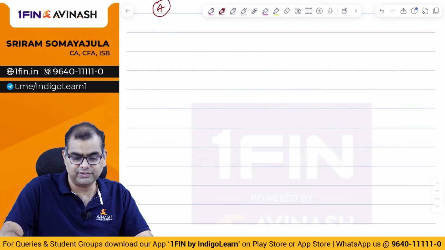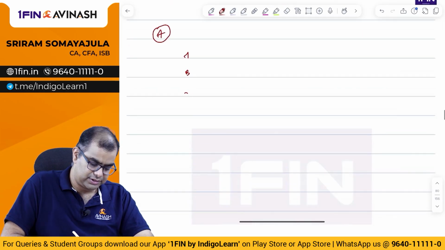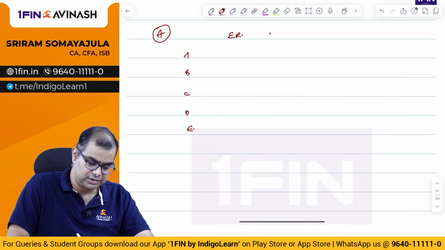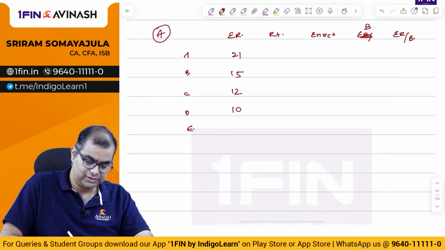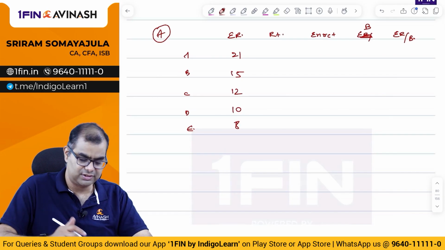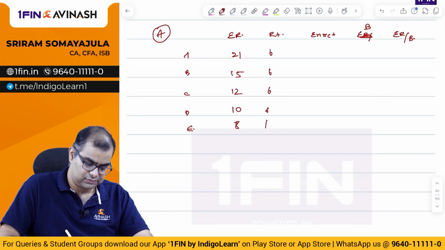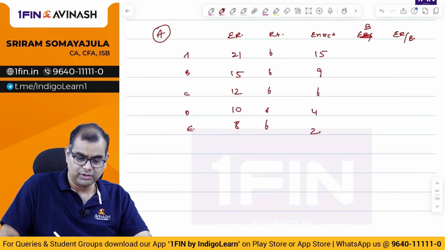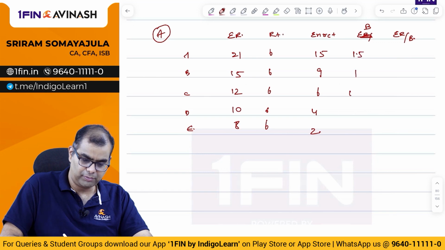Now, what are the 5 securities we have? I'll open the question here. A, B, C, D, E. Expected return, risk-free rate, excess return, then beta, excess return by beta. What is expected return? 21, 15, 12, 10, 8. And what they give as risk-free rate? 6. Excess return is 15, 9, 6, 4, 2. What are betas? 1.5, 1, 0.75, 0.8 and 0.5.